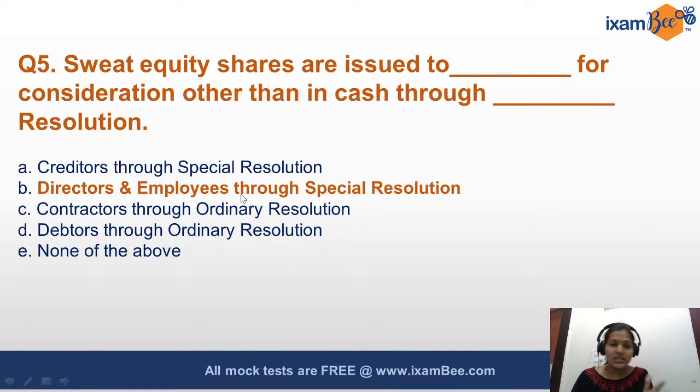They are different from ESOPs. Please remember, they are different from ESOPs because sweat equity shares are issued at a discount to face value, and ESOPs can be distributed at a discount to the market value. So they are not the same thing as ESOPs. Because you are issuing them at a discount to face value, which is generally prohibited by the Companies Act, it needs to be approved through a special resolution. Okay, it's an exception to issuing shares at a discount to the face value, right?